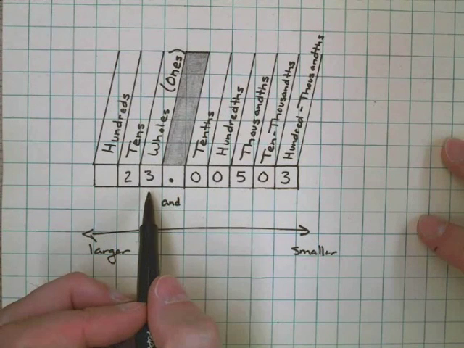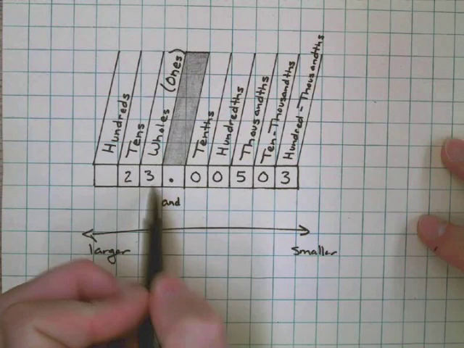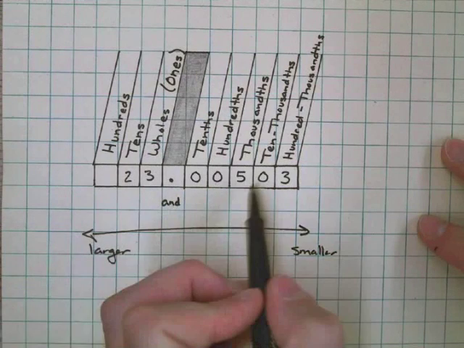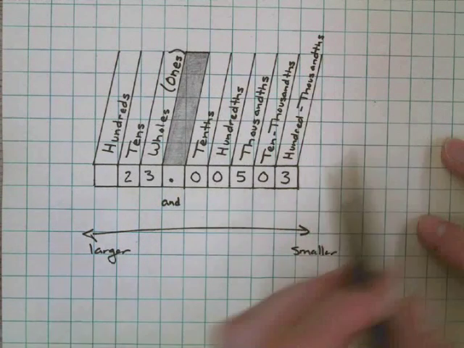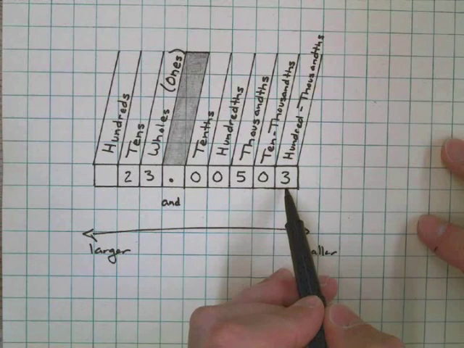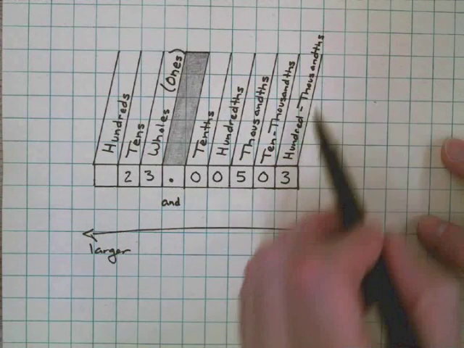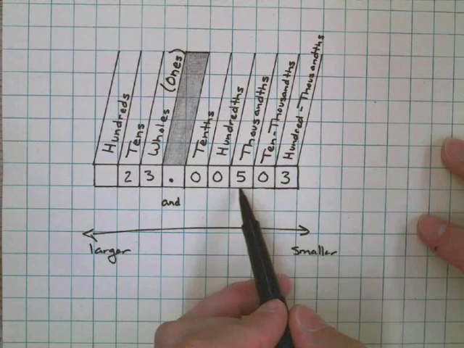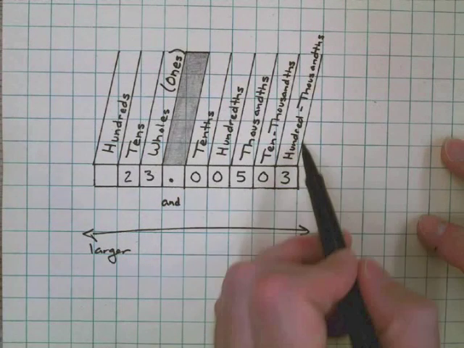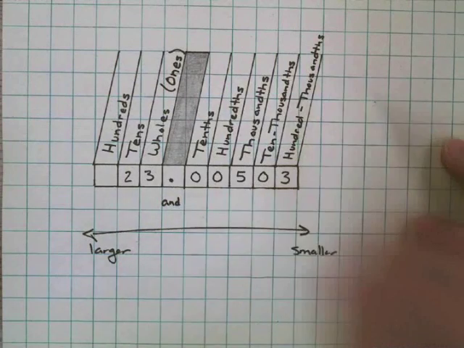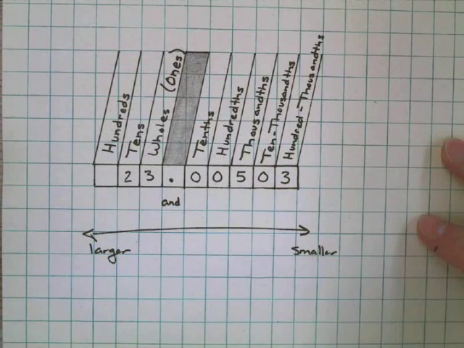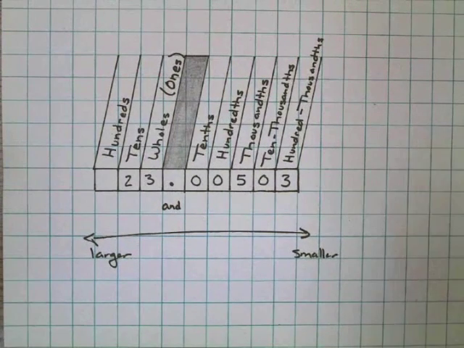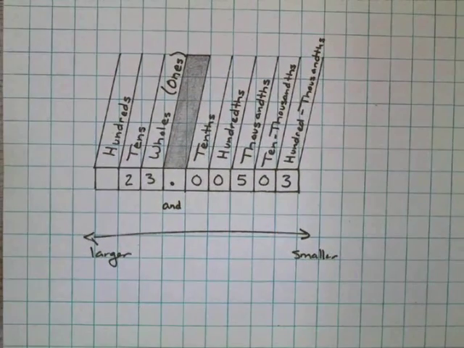So if we were going to read this number, we would say 23 and 503 hundred thousandths. Whatever our last place value is, that's what we're going to say. So we would just say this number like normal, and then whatever that last place value is, we'll put on that place value. So 503 hundred thousandths. Well, let's see what that looks like with another problem.